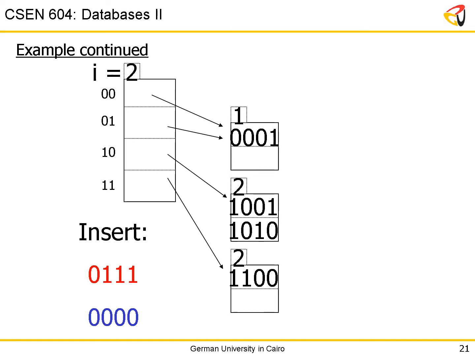Now, and I will need, at least with the I. So I will insert 0111 into the first page, and I'm happy. Nothing will change. Now I get the second value, which is 0000. Let's try to insert that.